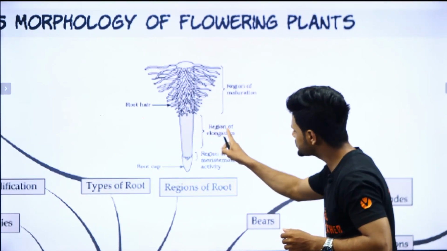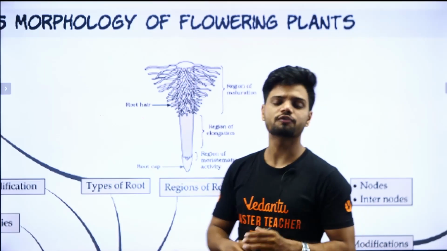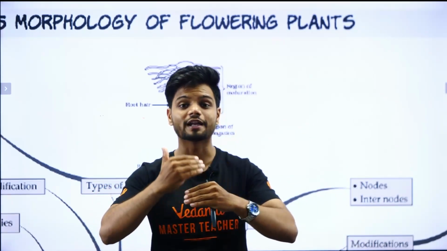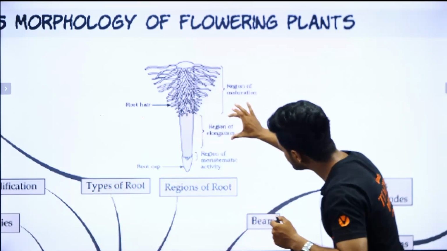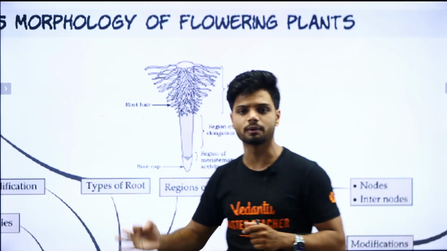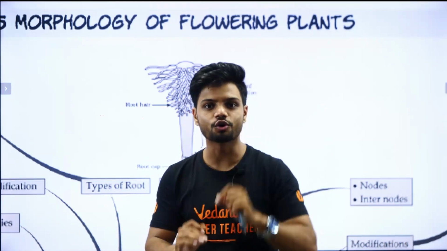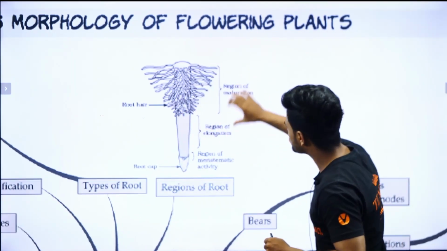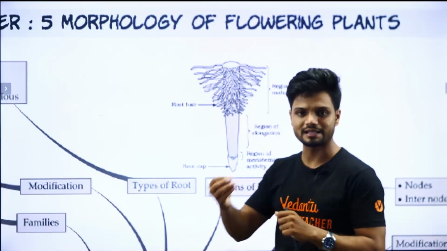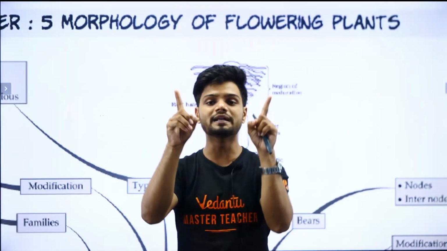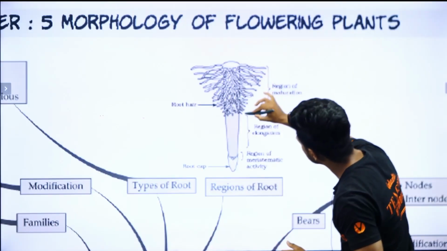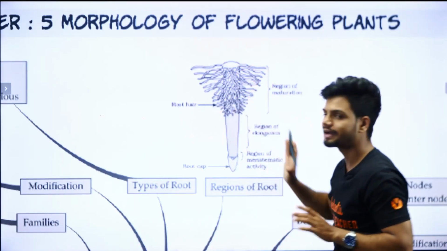Then we have the region of elongation. In this region of elongation, cells are elongated, and this region is responsible for the elongation of the root. Then we have the region of maturation, in which the root cells get matured, and on the epidermis of this region of maturation, we find the root hair.